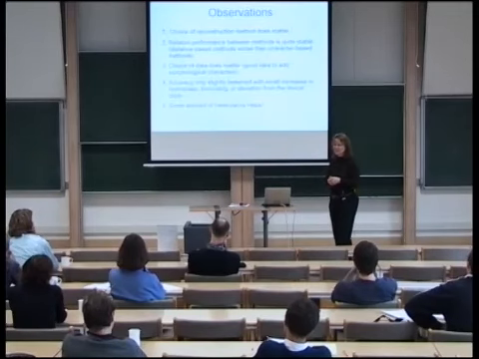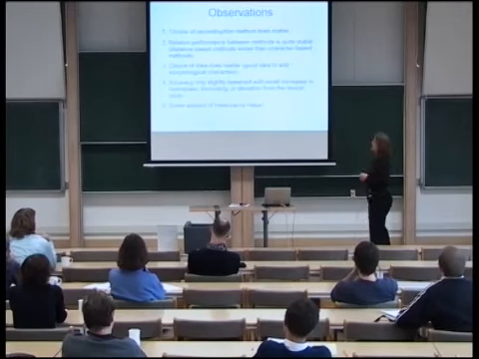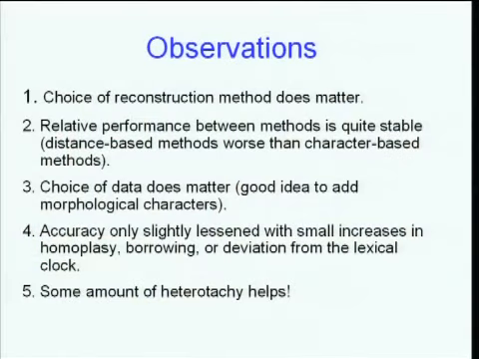So the observations, and then I'll show you data. First of all, the choice of the reconstruction method does make a difference. It's not like all methods have the same level of accuracy and just differ about what kinds of errors they make. The relative performance between the methods is in fact quite stable, which was surprising. It may not remain stable when we go to much more complicated things, but we have roughly doubled the size of the number of taxa and doubled the number of contact events, and we still see the same relative performance. So it may be stable in a wide range of model conditions.